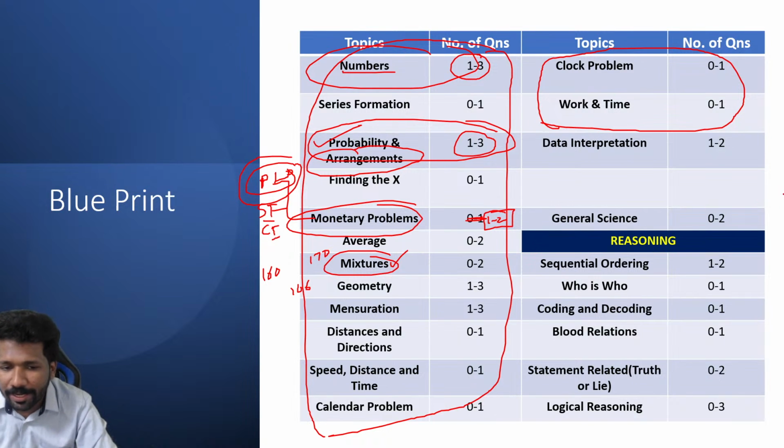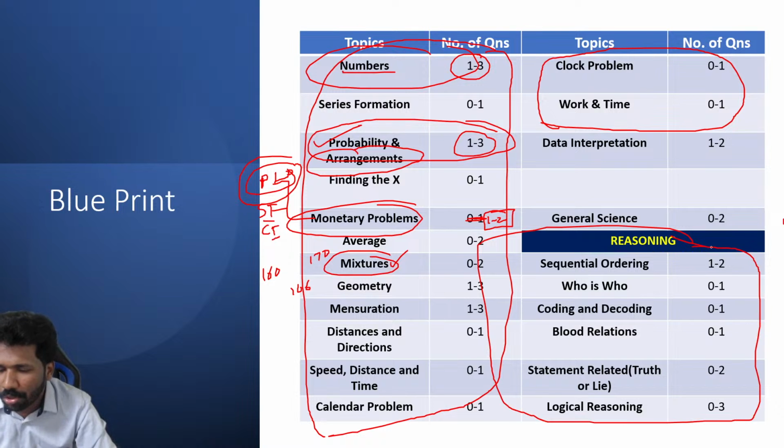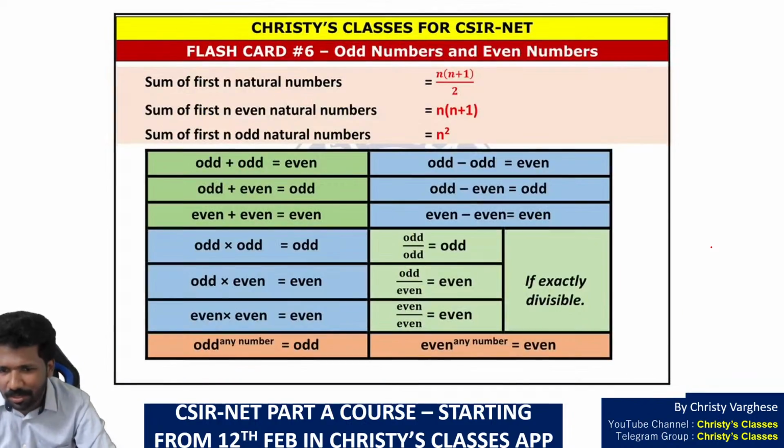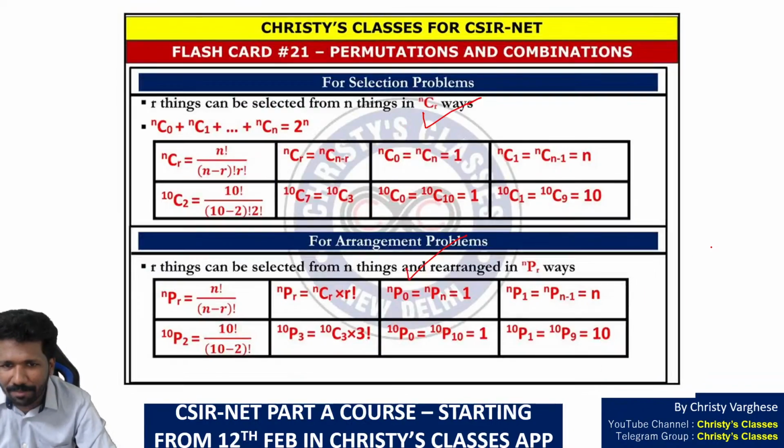So that is the quantitative aptitude areas. Now comes the reasoning area. In reasoning, in total you can expect 5 to 7 questions. Sometimes even fewer questions were also asked. In reasoning, the major areas are these.